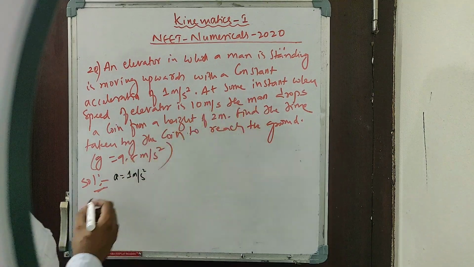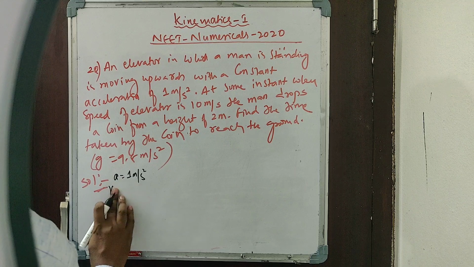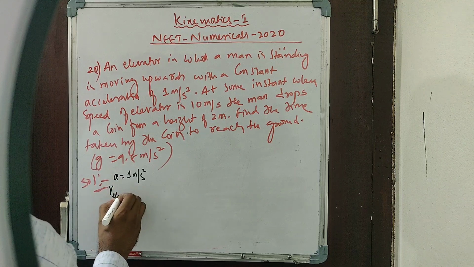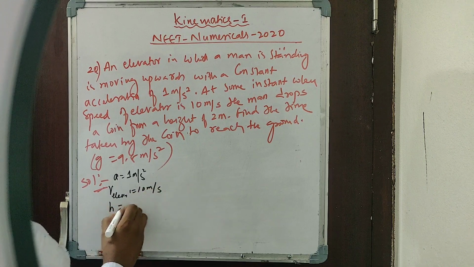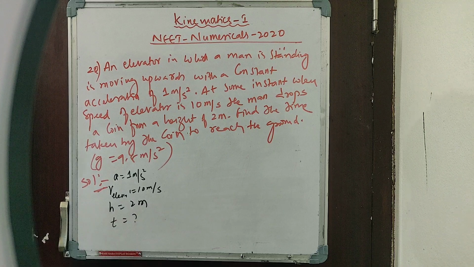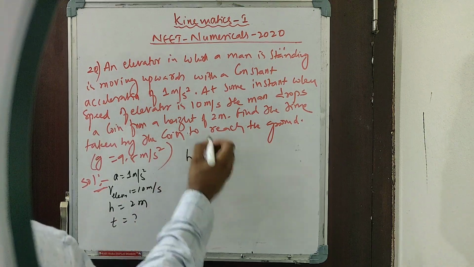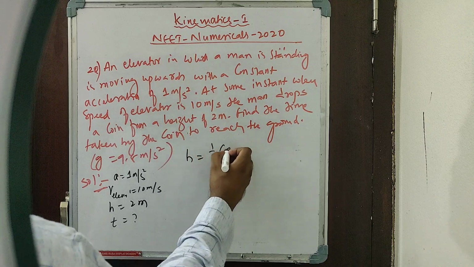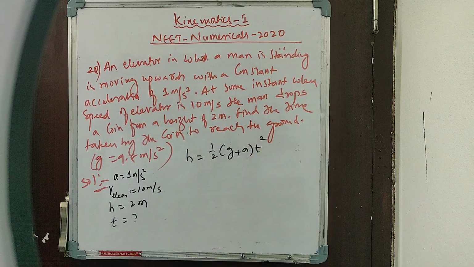He has also given me the height. At some instant, the speed of the elevator is given. Velocity of the elevator is 10 meter per second, and height is given as 2 meters. Find the time taken by the coin to reach the ground. So this is the given condition. I can use the direct shortcut formula. As it is dropped, h equals half into g plus a into t square. You can use this formula directly for the given condition.